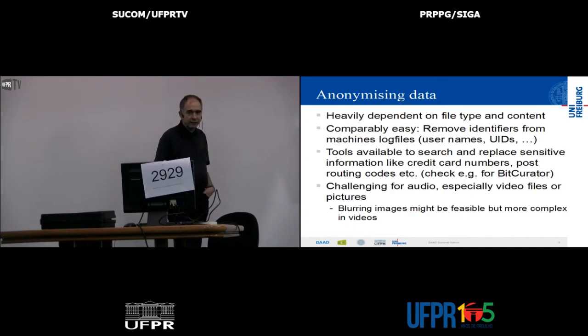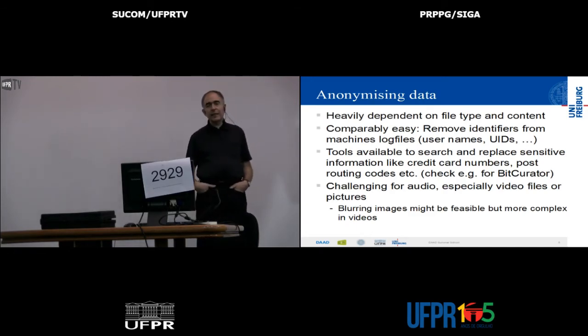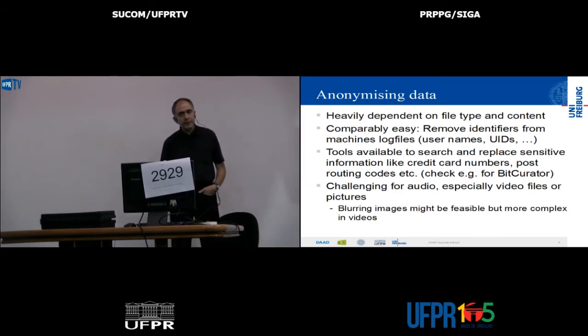So the challenges of sensitive data are get rid of compromising data, anonymizing. It depends heavily on the file type and the content. You think that it is comparatively easy. Remove the identifiers from log files, say usernames, user IDs, and so on.